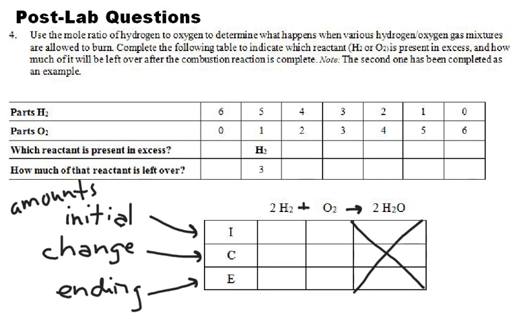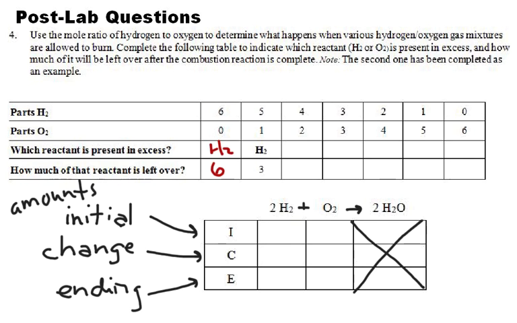Now, let's go ahead and try our next one, and that is we have 6 and 0. Well, this is kind of strange because if we have no oxygen, then obviously the change is going to be 0. So we're going to end up with 6 hydrogens, and that will be the excess hydrogen. So I'll erase this. Oops. And we'll say down here which is present in excess. The hydrogen is present in excess. How much is going to be left over? 6 is going to be left over. So that was actually kind of simple.